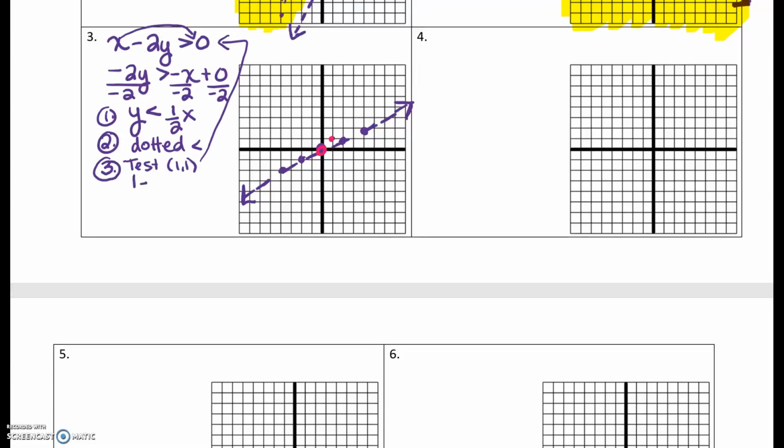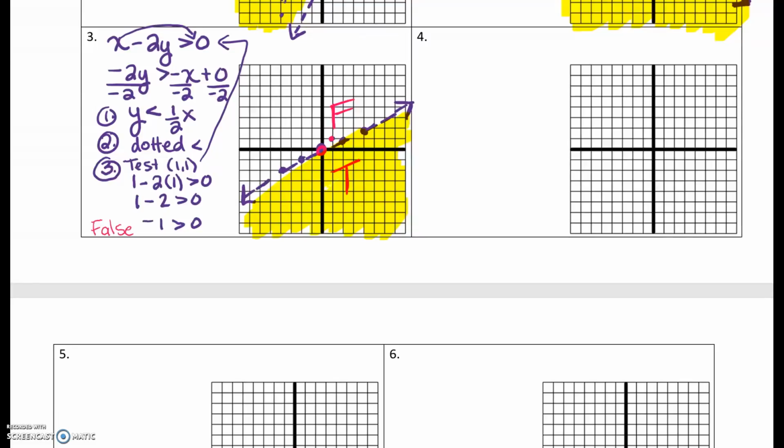So I have 1 minus 2 times 1 greater than 0. So 1 minus 2 greater than 0, negative 1 is greater than 0. Of course, we all know that that is false. Negative 1 is not bigger than 0. So now I have a false. If that side is false, that means this side is true. So I am going to always shade on the true side.